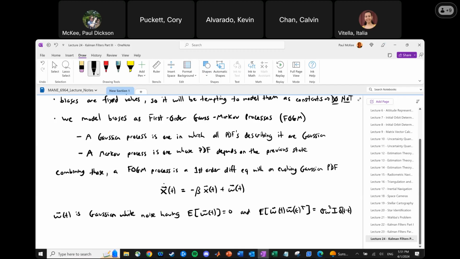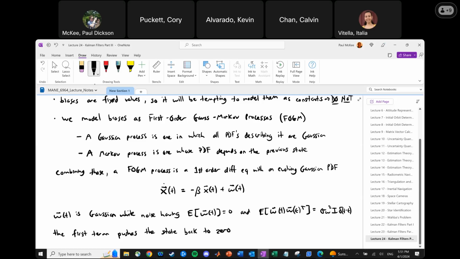And the first term, which is negative beta times x, pushes the state back to 0.